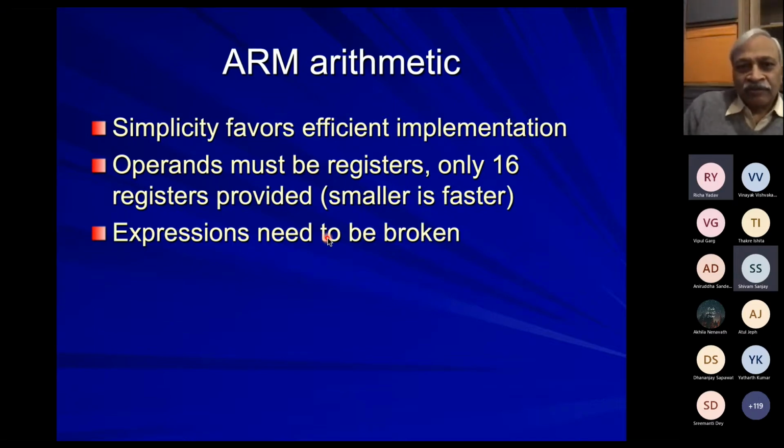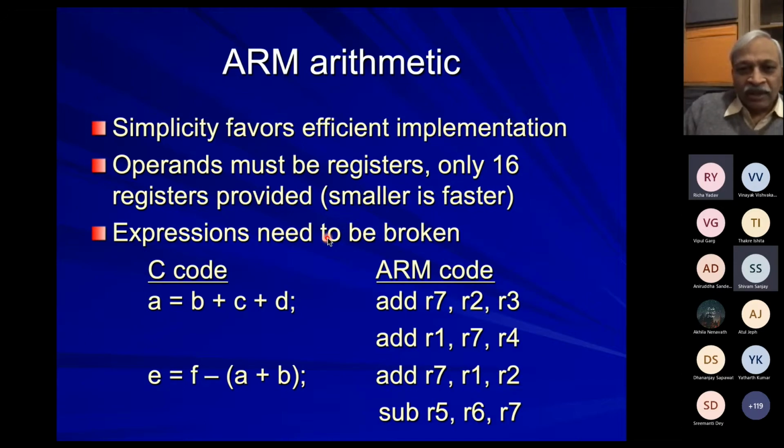One implication of having simple instructions is that complex expressions have to be broken into a sequence. For example, if you had to do addition of three numbers, a equal to b plus c plus d, then you would need two add instructions. So, for example, let us say b and c are in R2 and R3, and d is in R4. So you will perform addition of R2, R3, and put it in some other register, let's say R7. And then you can perform addition of R7 and R4 and put it in the final destination, which is R1. So R1 is associated with A, R2, R3, R4 are associated with B, C, and D, and R7 is some temporary register holding the intermediate value.